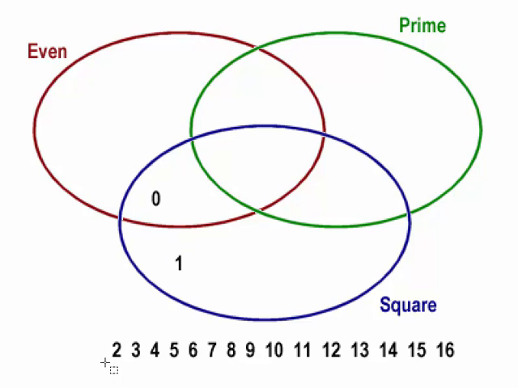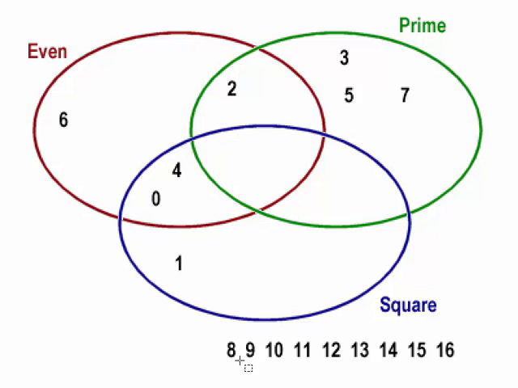Number 2. 2 is even, but it's not square, but it is prime. So it goes into even and into prime. 3 is prime, it's not square and it's not even, so it goes into that area. 4 is square and it's even, so that's like 0, that can go into there. 5 is prime, but it's not square or even. 6 is even, it's not square and it's not prime. 7 is prime, it's not even and it's not square.